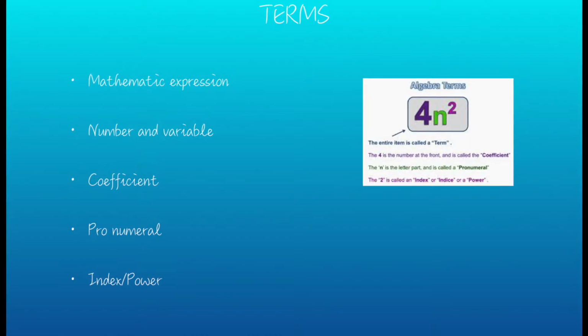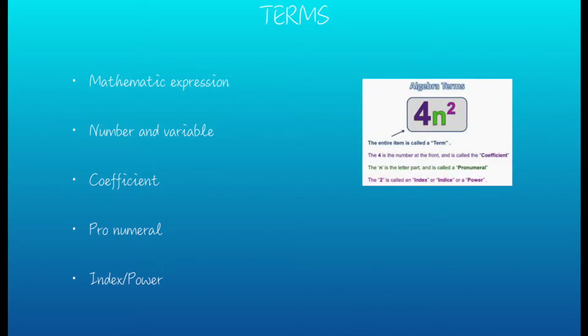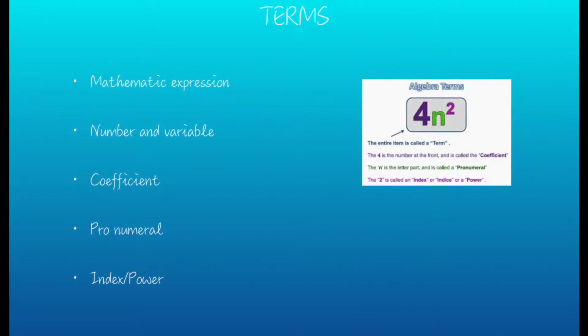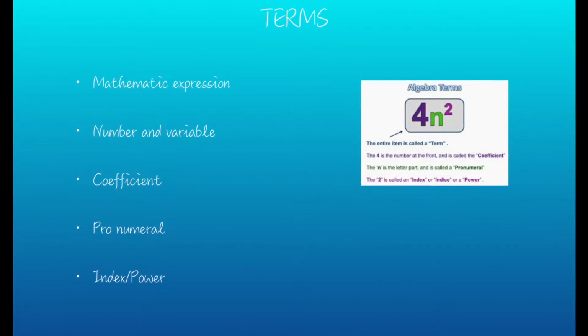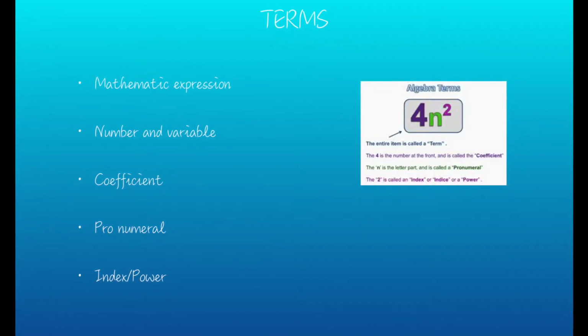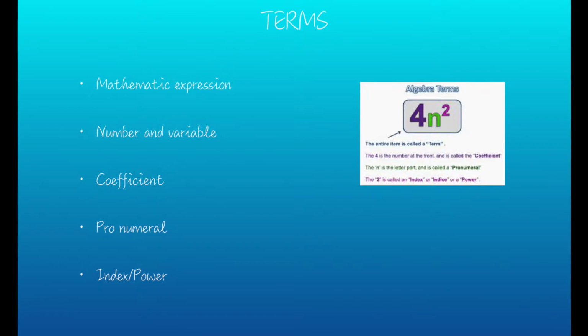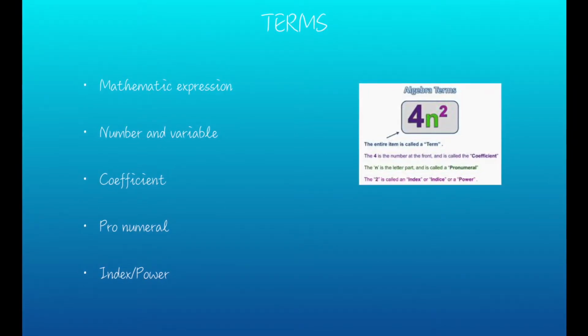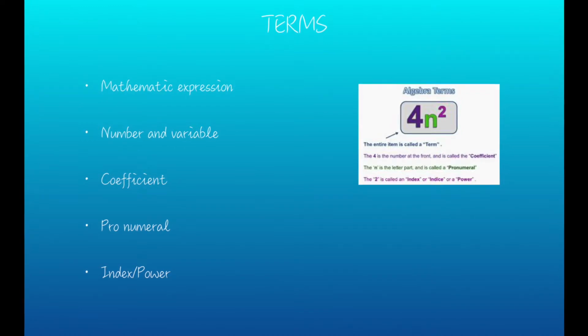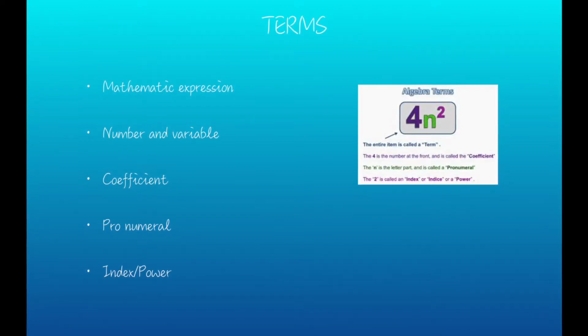Before you know what a polynomial is, you should first know what a term is. A term is a mathematical expression. It consists of numbers and variables and coefficients, polynomials, and index/power. As you can see in the corner, that is an example of an expression.